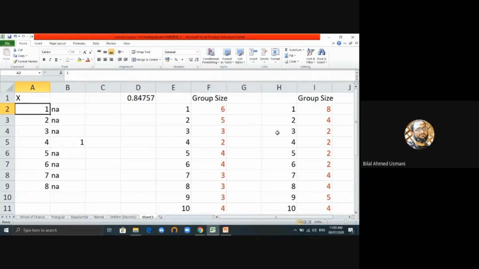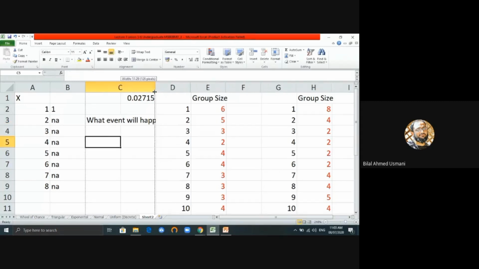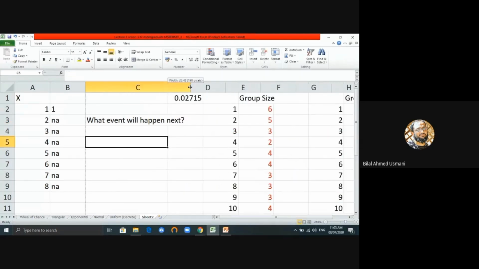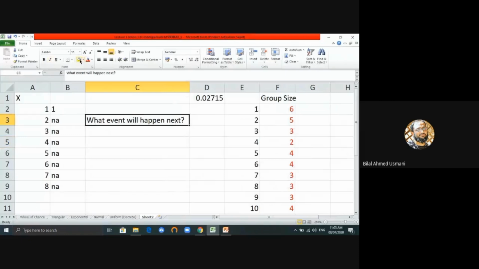So this is the very basics of discrete event simulation. What event would happen next? In this case, the event is the number of people in a group that will happen next. This is the question around which discrete event simulation is all crafted: what event will happen next?